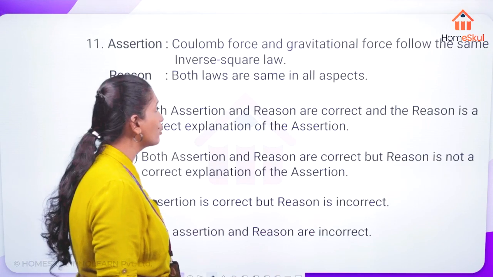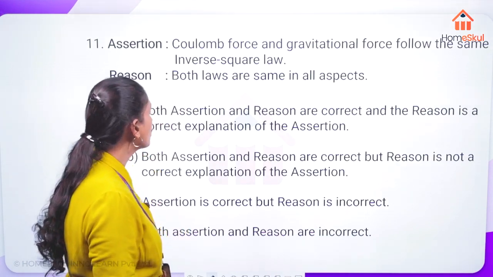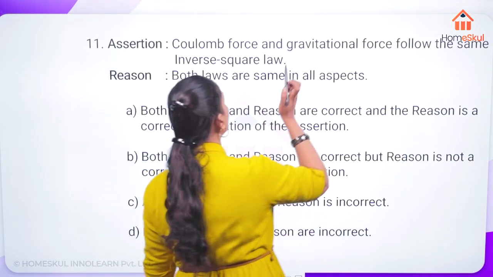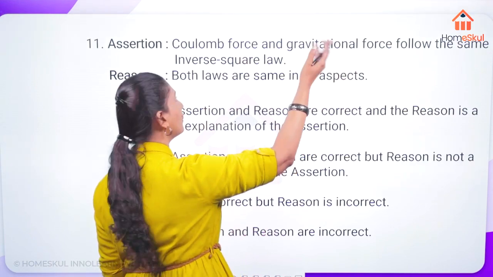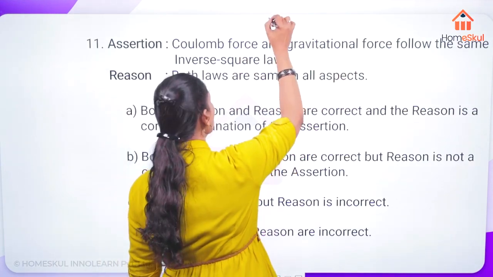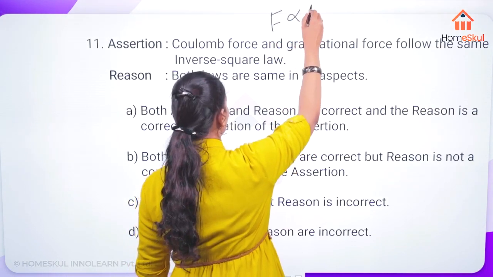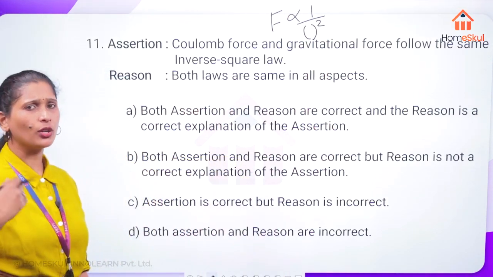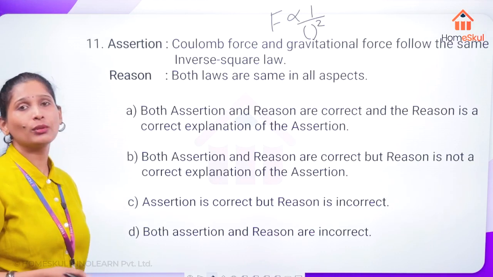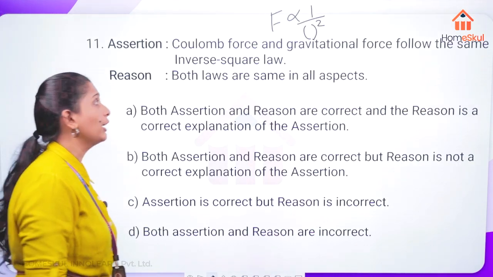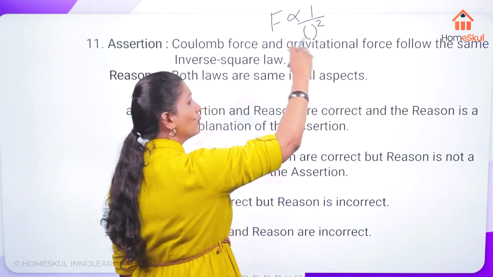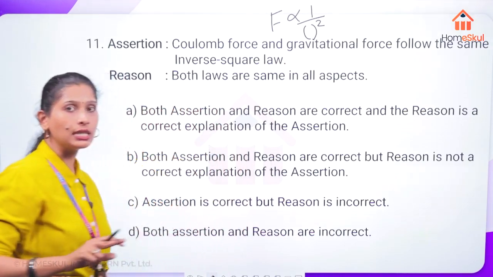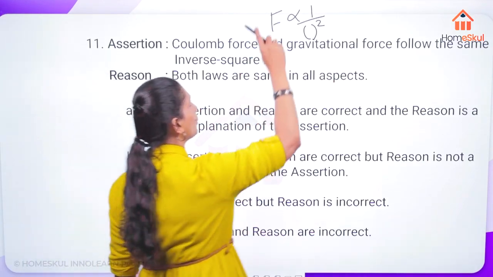Coulomb force and gravitational force follow the same inverse square law. So what does this inverse square law indicate? It gives you an idea that the force, whether it is Coulomb force or gravitational force, is inversely proportional to the square of some quantity. Square of charge, square of distance, square of electric field, square of temperature, anything, I don't mind. If you have a quantity which depends inversely on the square of another quantity, then we can say it obeys the inverse square law.